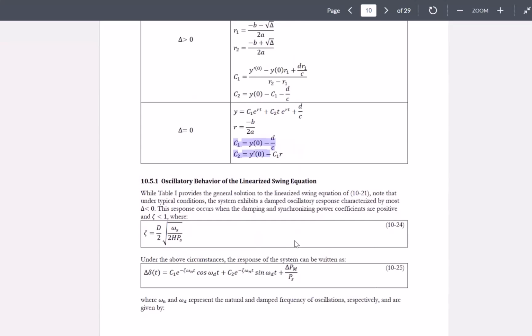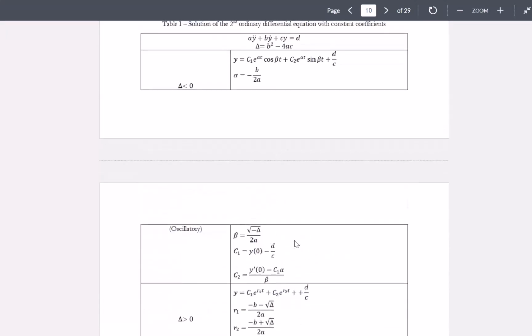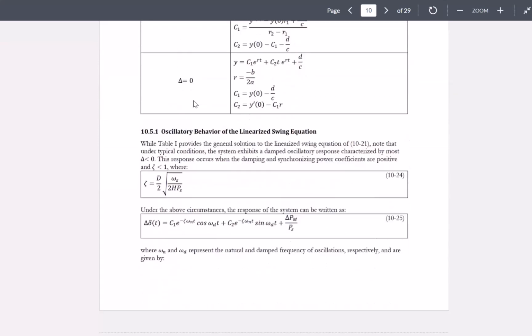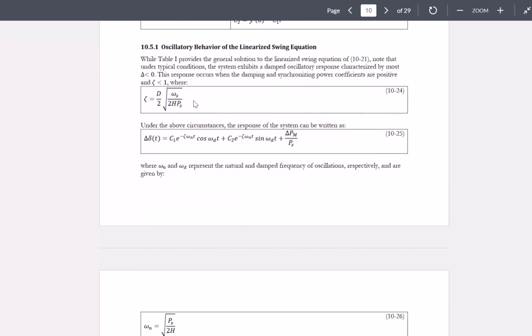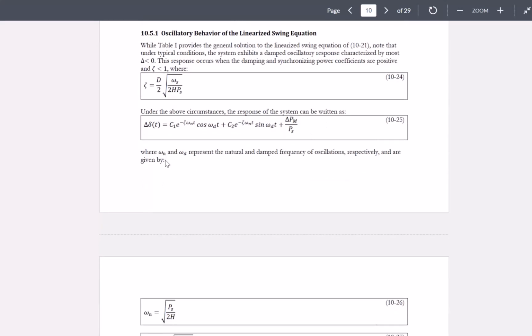Now, we talked about the oscillatory behavior of the linearized swing equation, and that happens when your delta is smaller than 0. Associated with that, we would have the damping and synchronizing power coefficients, which would both be positive, and we have a zeta, which is defined as equation 10.24, and that zeta is smaller than 1.